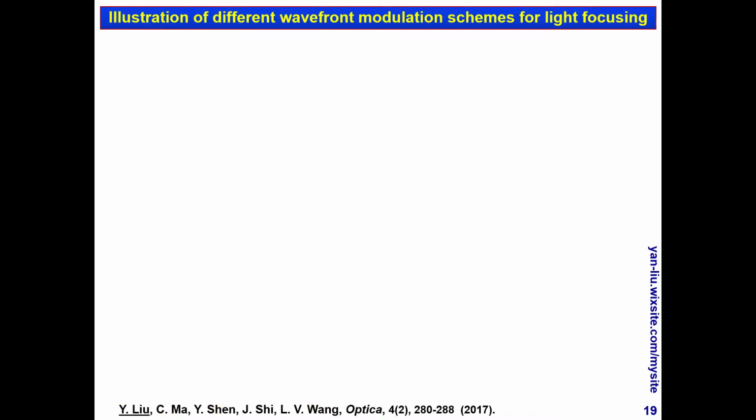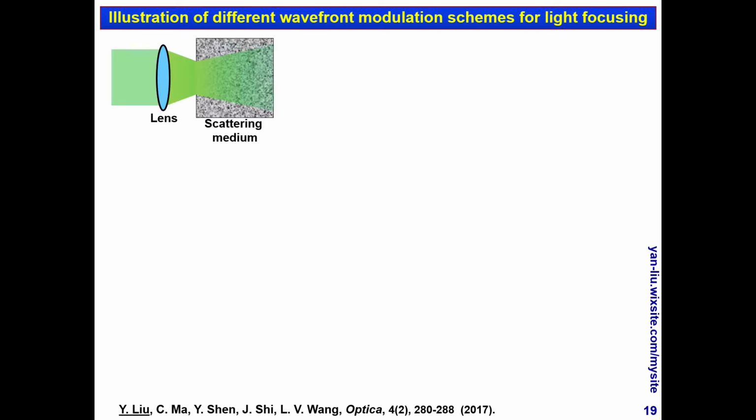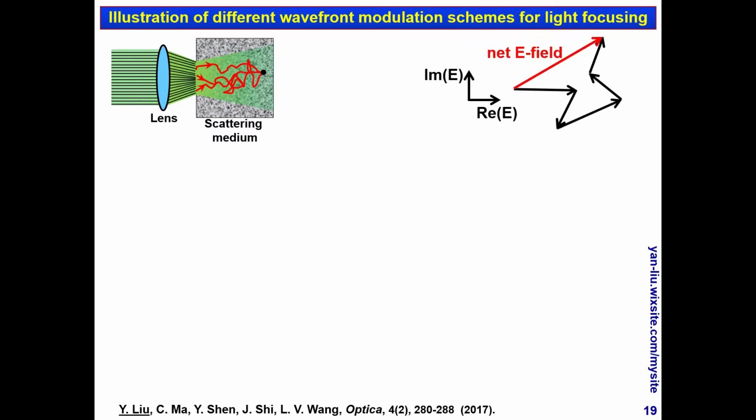Here's an illustration of different wavefront modulation schemes for light focusing using the 3 types of devices I just talked about. Suppose we want to focus light to this target location within a scattering medium. Different beamlets reach this target location with a different path length and thus phase. The electric field of each beamlet at this target location can be represented by a phasor. And the net electric field at this target location is the summation of all the phasors. Because of scattering, this is a random phasor sum. That's why we see a speckle pattern.